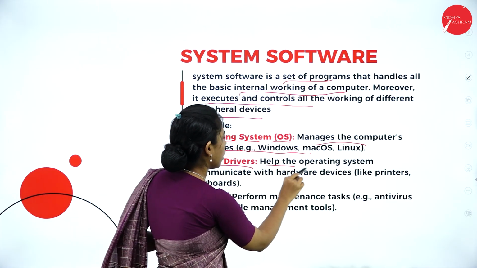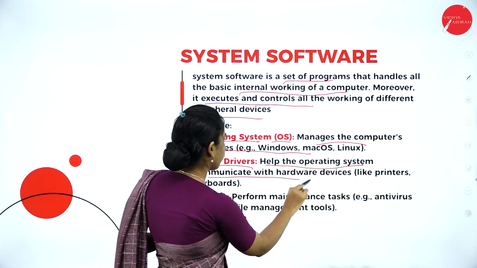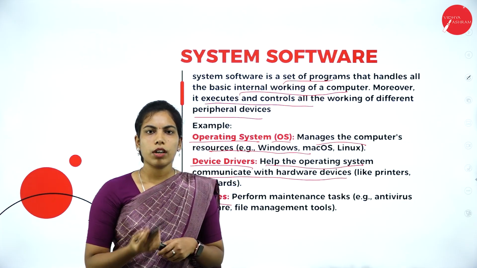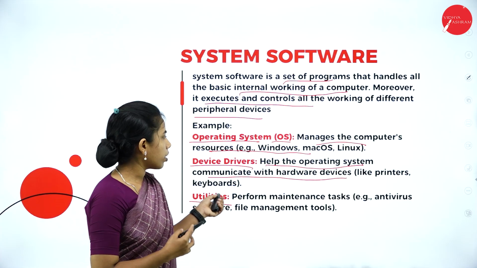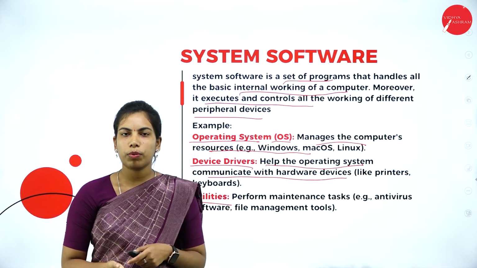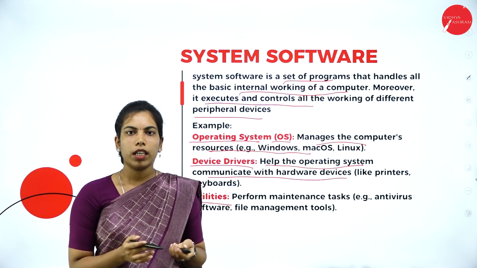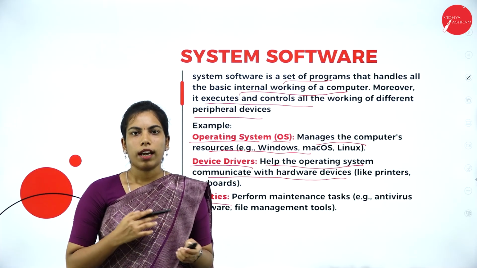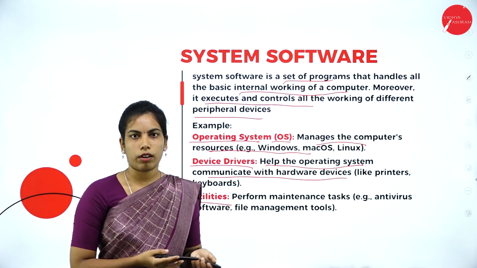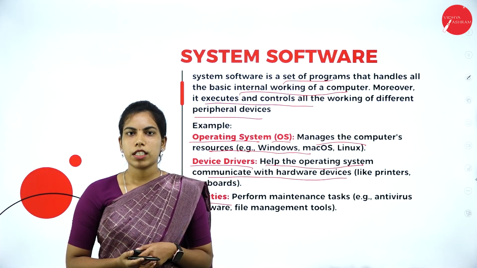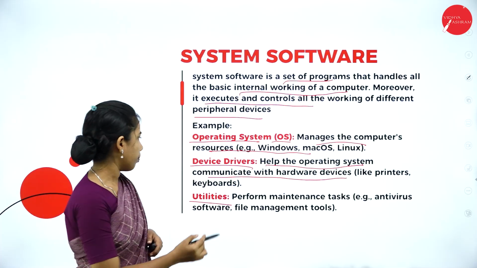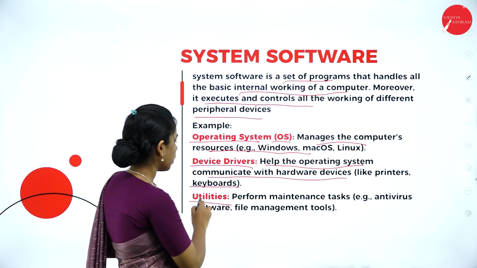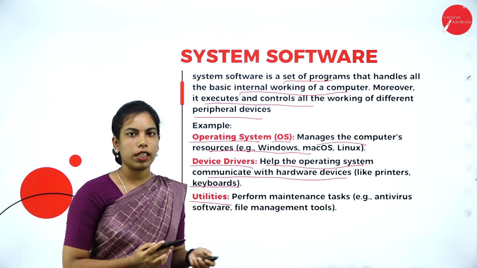Device drivers help the operating system communicate with the hardware devices. Without the operating system, we can't communicate with the device drivers, that is hardware devices, input devices, storage devices. We need an OS. In every Windows system, there is Windows software, right? In a mobile, we all see Android is software, that is the operating system. And the last type is utility software.